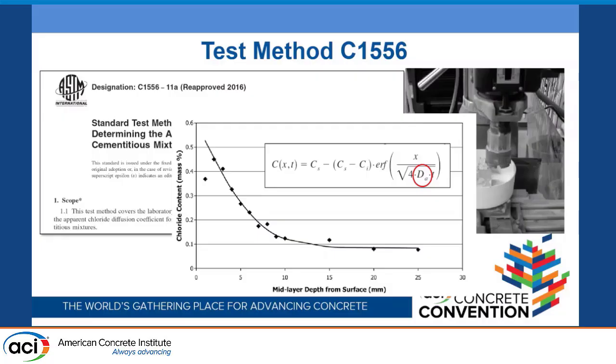It gives us a very important number, but it's also time-consuming, and that's where the electrical conductivity test comes into play, because I didn't know this, but I found out that there's a direct correlation between diffusion coefficient and electrical conductivity. So you can, in 2 minutes or less, measure the electrical conductivity and get the same information as 56 or 90 days if you're trying to do a diffusion test.